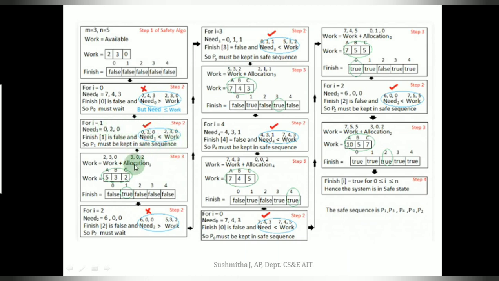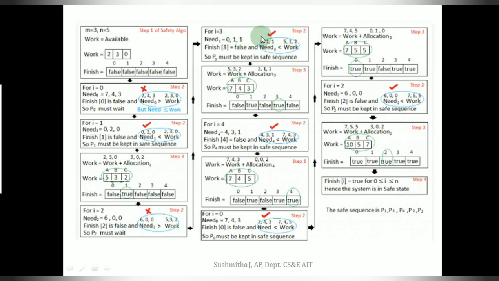So after adding the allocation of P1, it is 532. Then I go to process P2. Now the process P2's need is 600, whereas the available is 532. Can I satisfy? No, I cannot.